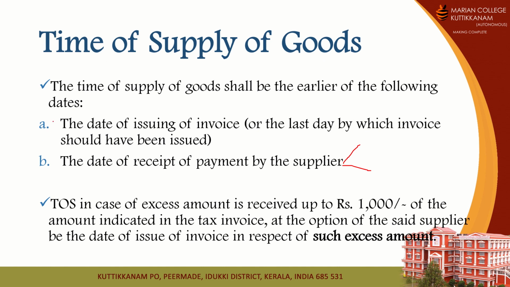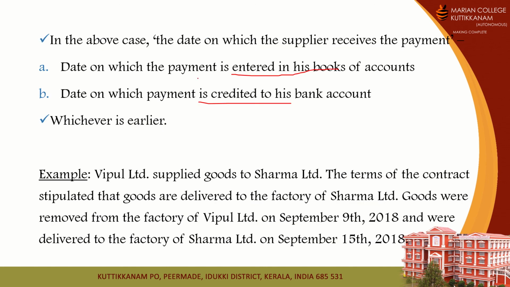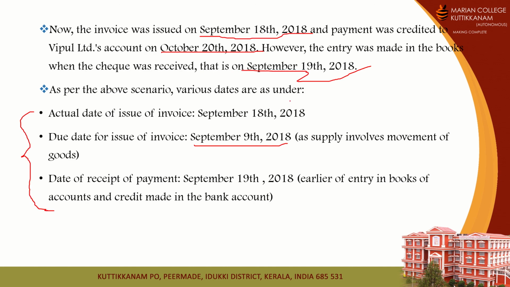In normal cases, we have these two conditions, that is the date of issuing of invoice or the date of receipt of payment by the supplier, whichever is earlier. When we consider the date of issue of invoice, we should consider the due date or the last date of issue of invoice. And when we consider the date of receipt of payment by the supplier, we should consider the date on which payment is entered in his books of accounts and also the date on which the payment is credited to the bank account. So this is the basic rule or provision regarding the time of supply of goods.